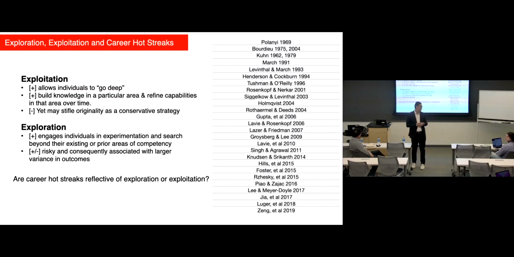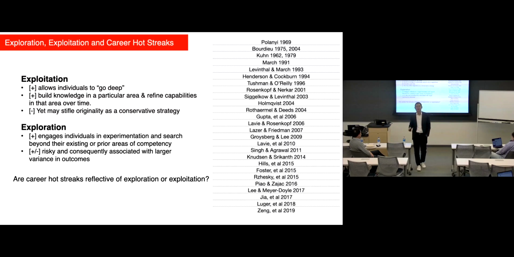So exploitation may actually be relevant for a hot streak, but we also know exploitation quickly leads to stagnation because it's a conservative strategy, right? By contrast, exploration may be quite useful because it engages in experimentation toward areas you normally wouldn't go. It increases your chance to stumble upon a great idea, right? So exploration is a variance enhancing strategy, more likely to generate a big hit, but it's riskier. So the question here is: are career hot streaks reflective of exploration or exploitation?